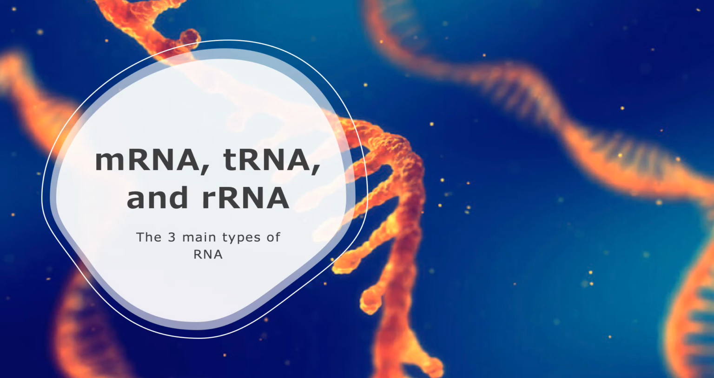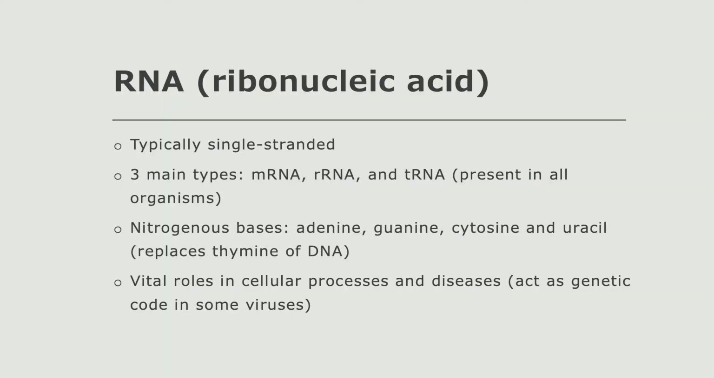Hi, so in this video we're going to be comparing the three main types of RNA, which is mRNA, tRNA, and rRNA. So RNA is short for ribonucleic acid. Its structure is typically single-stranded. The three main types, messenger RNA, ribosomal RNA, and transfer RNA, are present in all organisms on Earth. However, there are different types of RNA present. These are just the three main ones.